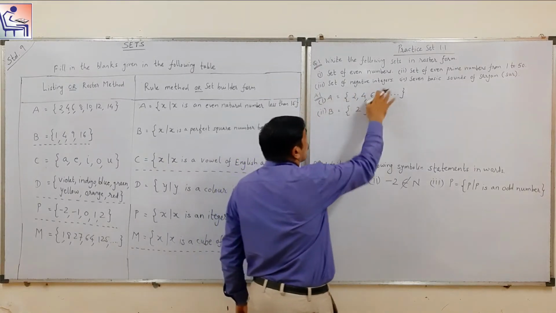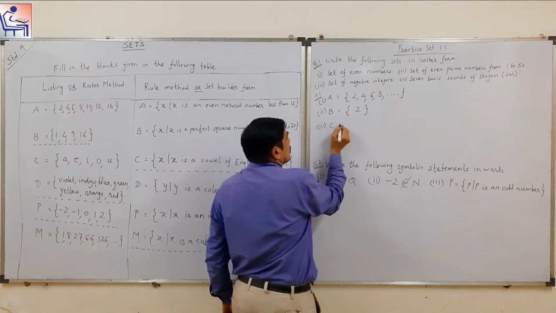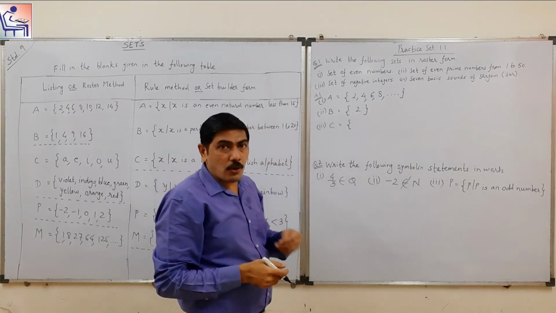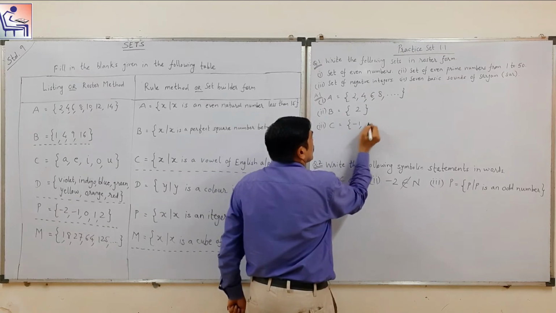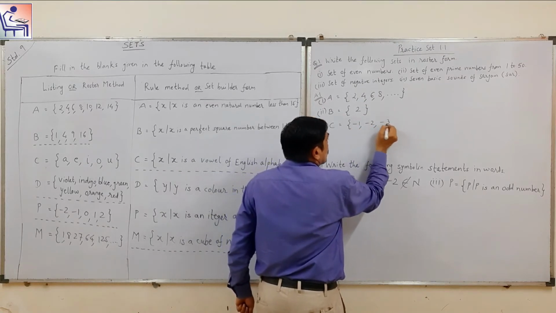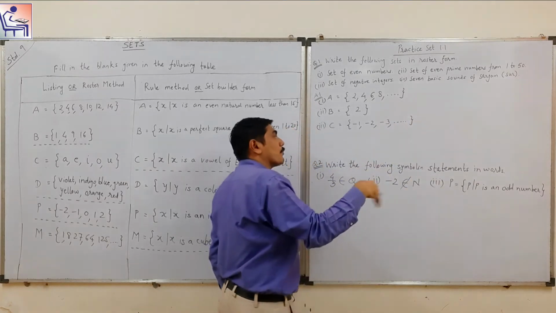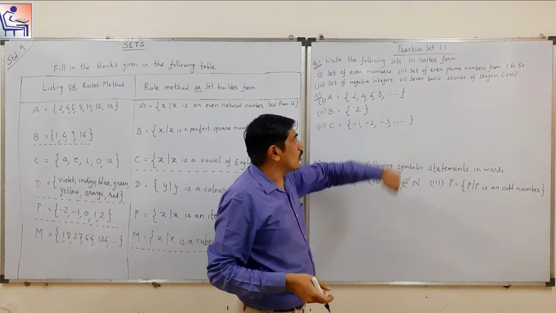Now, set of negative integers. Negative integers means we have to start with all the negative numbers, that is -1, -2, -3, and it will continue -4, -5 and so on. So we are putting dot dot dot.